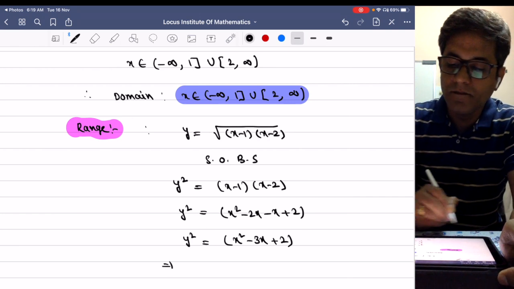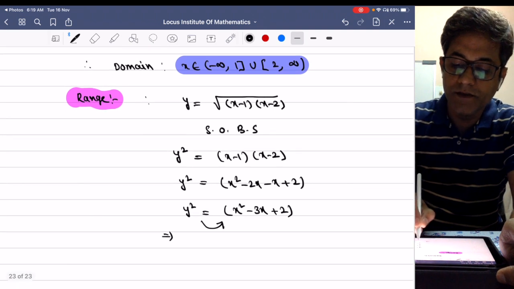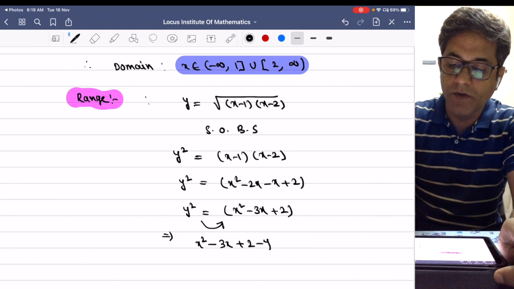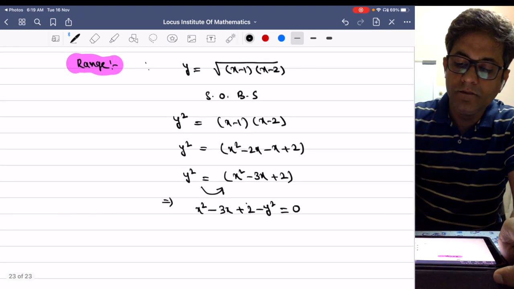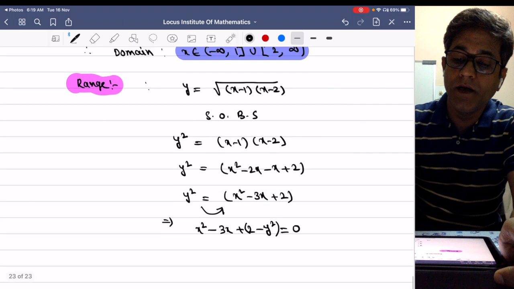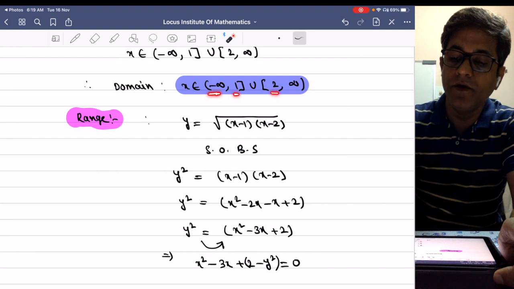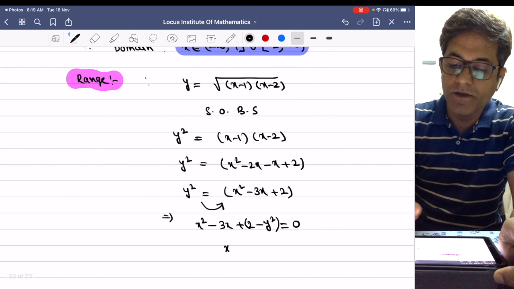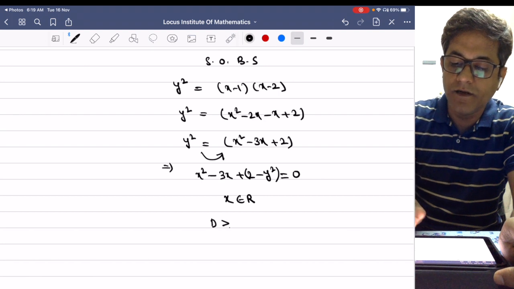Now take out this y square to the right hand side, then you get x square minus 3x plus 2 minus y square is equal to 0. So it's a quadratic in x, and we know that x belongs to this interval because the domain is from minus infinity to closed 1 union 2 to infinity. Therefore x is a real number. So here it's a quadratic in x and x belongs to real numbers. So the discriminant of this quadratic must be greater than or equal to 0.